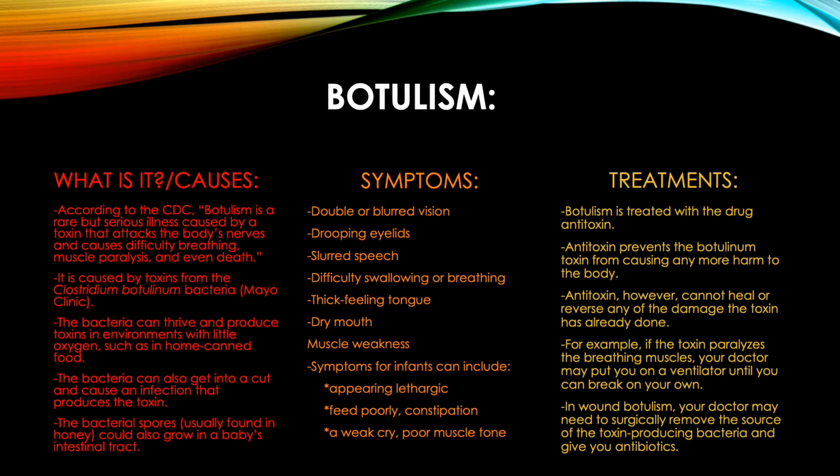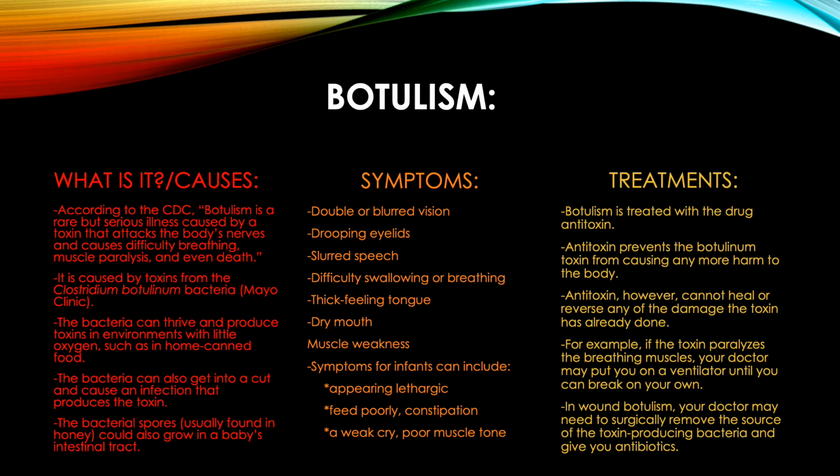And those are three different types of botulism. And with our symptoms of botulism, we have double or blurred vision, drooping eyelids, slurred speech, difficulty swallowing or breathing, thick feeling tongue, dry mouth, and muscle weakness. And specifically with infant botulism, which is the most common type, we have the baby appearing lethargic, feeding poorly, constipation, a weak cry, and poor muscle tone, so the baby looking kind of floppy.